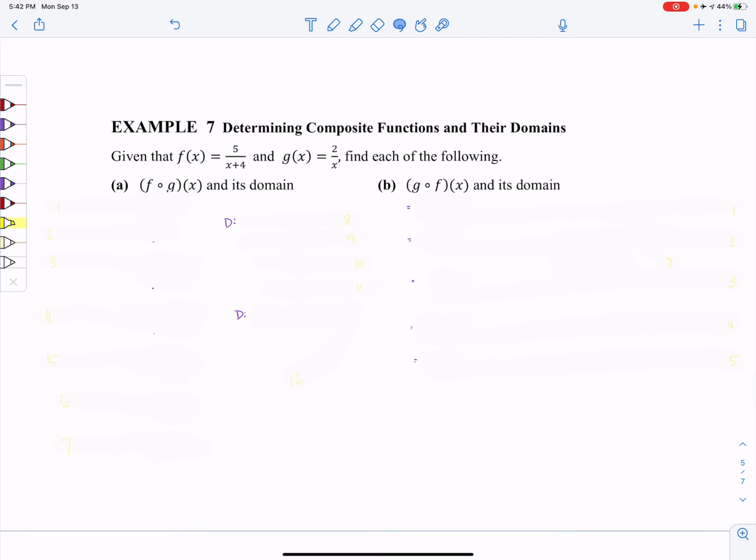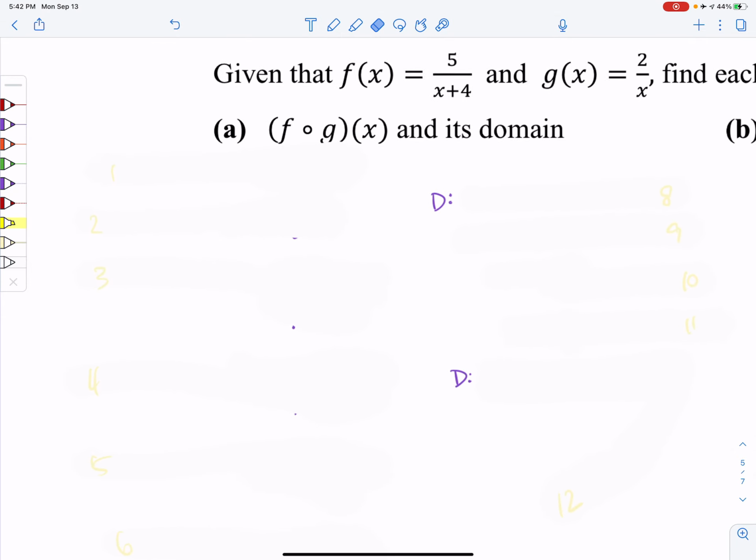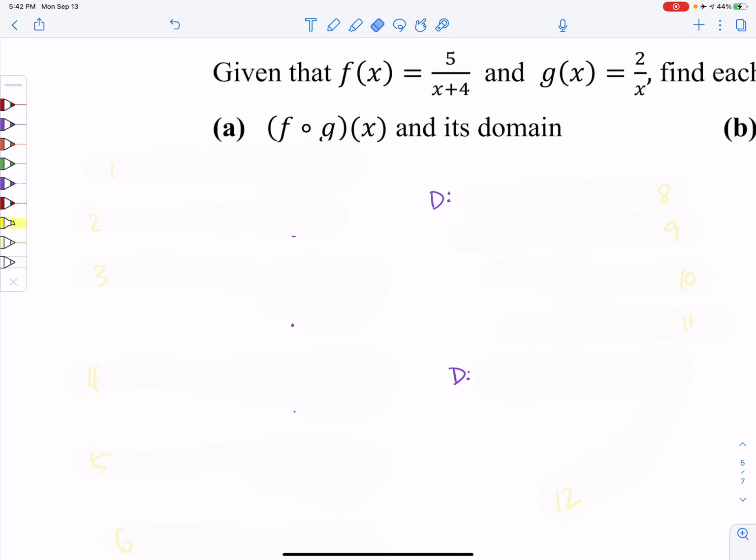All right, this time, example 7, this one's a little different. It gives me two functions, and it asks me once again to not only find the functions, but also to find the domains. Here we go. Write it nicely. Take g of x out, replace it with what it equals. Now let's take this guy and plug it in for all of the x's in the f function.